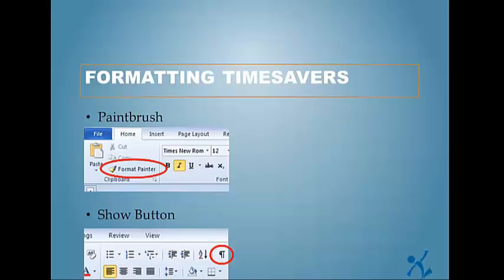The formatting paintbrush and show buttons shown here are what I consider to be two key formatting time savers. I will show examples of how to use these tools later in the webinar. However, note that both are located in the Home toolbar.